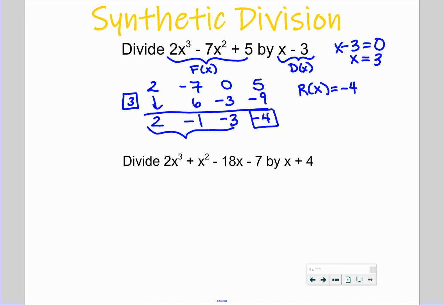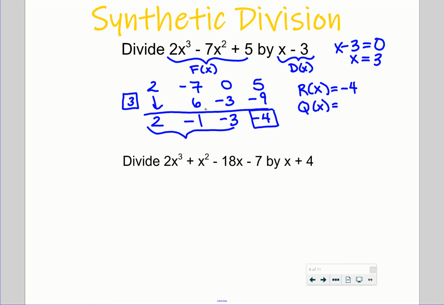The other numbers that you're left with represent your quotient, how many times the divisor went evenly into your dividend, into your original polynomial. Now, when we start with a polynomial, we want to note its degree. Our original polynomial was a degree 3. Every time you do synthetic division, it's going to take your polynomial down by 1 degree. So the quotient will always be 1 less degree than what you started with.